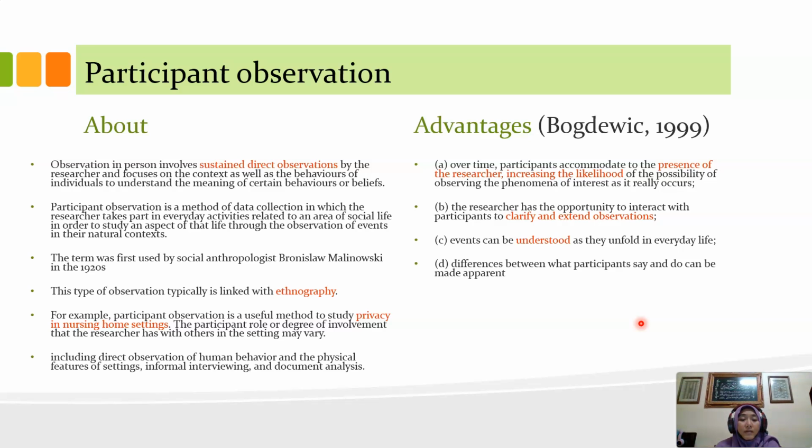This kind of observation is normally related to ethnography, which is to study the social life and culture of people. An example of participant observation is studying privacy in a nursing home setting. So you need to have direct contact with the participants. The participant role, or degree of involvement that the researcher has with others in the setting, may vary.